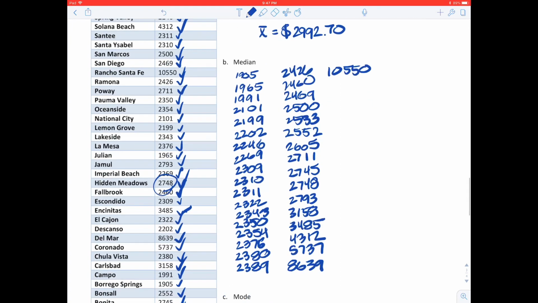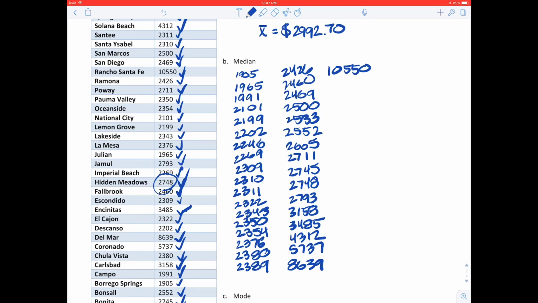Now that we have it all written down, literally you just count, right? We know we have 35 values, and double check to make sure you got them all. I'm going to do that. 1, 2, 3, 4, 5, 6, 7, 8, 9, 10, 11, 12, 13, 14, 15, 16, 17, 18, 19, 20, 21, 22, 23, 24, 25, 26, 27, 28, 29, 30, 31, 32, 33, 34, 35. 35 values. Okay, 17 plus 17 is 34.